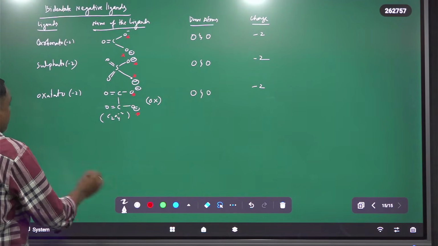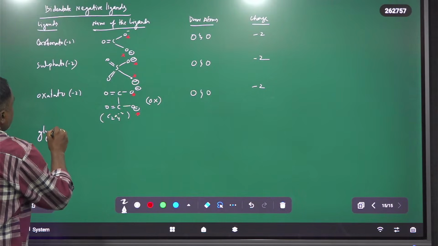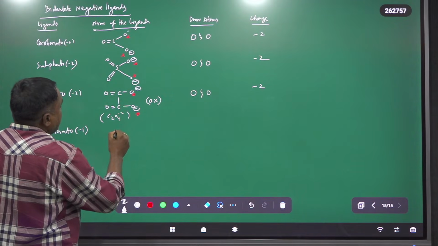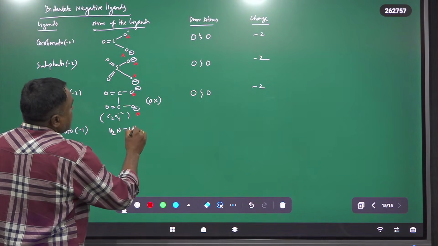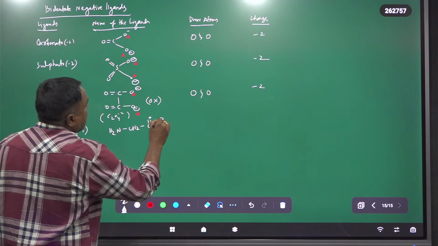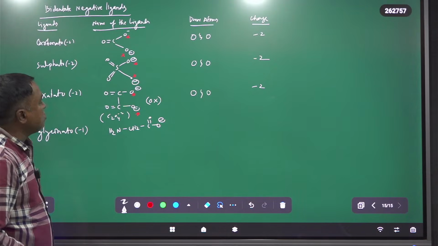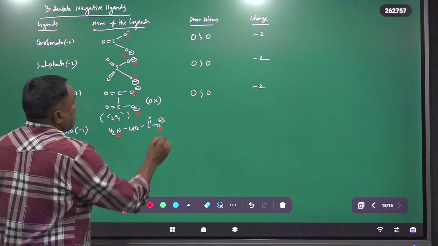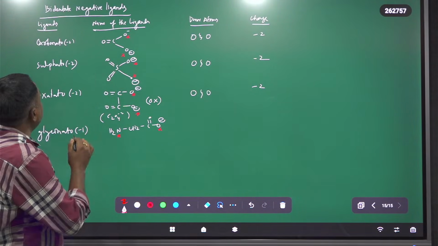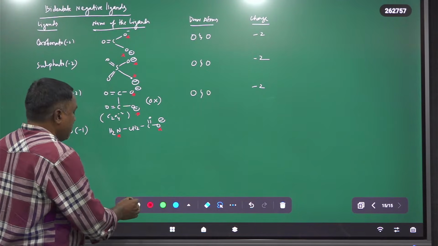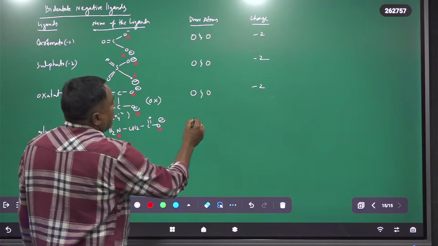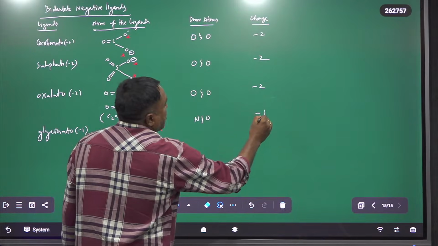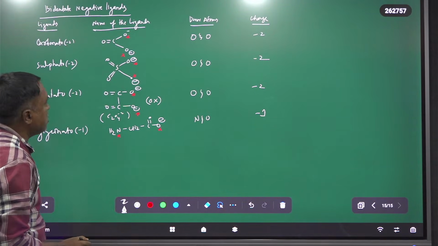And then glycinato. Glycinato is minus 1. Glycine is NH2 CH2 COOH, and glycinato is NH2 CH2 C double bond O minus. Here this is one donor atom and this is another donor atom. Therefore this is also a bidentate negative ligand. Nitrogen and oxygen are both donor sites. The charge on the ligand is minus 1 only.